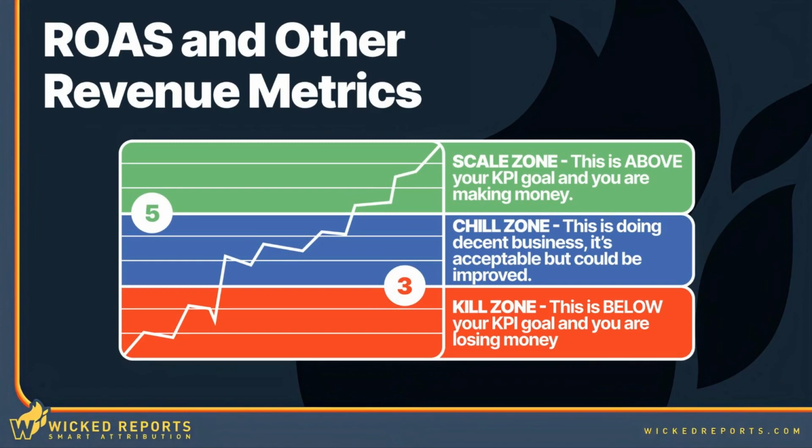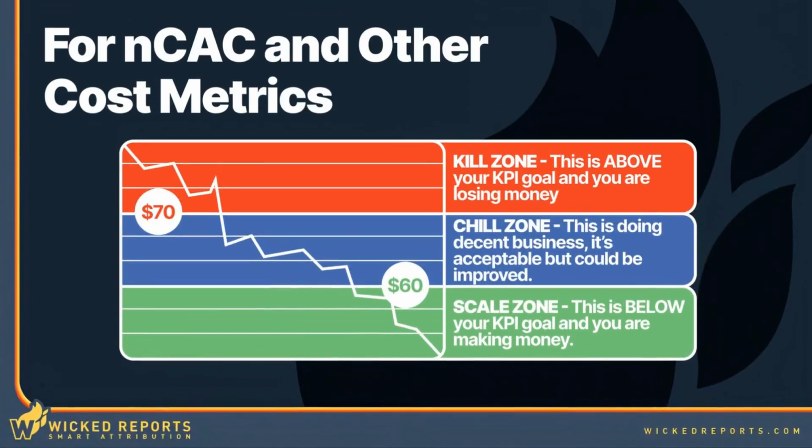Above 5, you'd want to scale the budget. Below 3, you would need to diagnose the issue and improve them, else kill the budget. Alternatively, if your intention's KPI is a cost metric such as NCAC, then your chill zone, which you would spend the same budget comfortably, might be between, say, $60 and $70. In that case, above 70, you'd have to diagnose and improve things, and below 60, you'd want to increase budget to capitalize on the inexpensive customer acquisition.